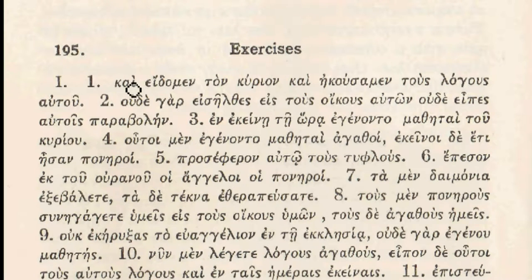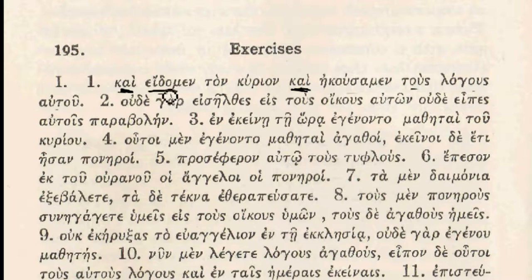So the first of the exercises that Machen gives us, we have right here, kai eidomen ton kurion, kai ekousamen tous logous autou. So we start right off. The word kai seems a little bit unexpected because usually sentences don't begin with the word and, but then I immediately notice I have another one here, and so I kind of assume maybe this is going to be a both-and situation, because a kai used in parallel with another one will often mean that. So let's hold that in abeyance for a moment.